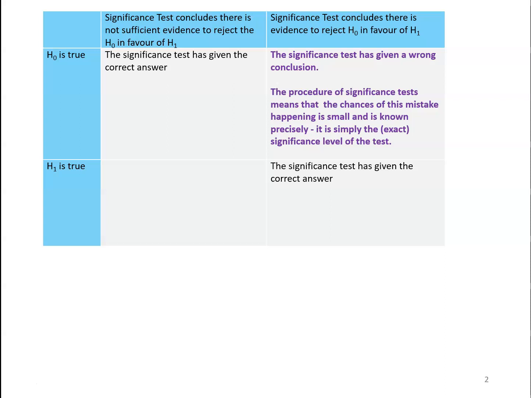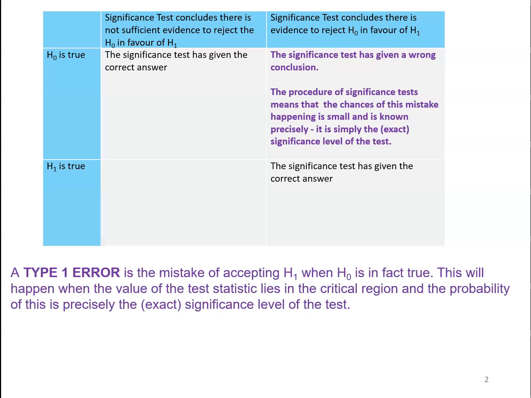This type of error is called a type 1 error. And a type 1 error is the mistake of accepting the alternative hypothesis when the null hypothesis is in fact true. This will happen when the value of the test statistic lies in the critical region, and the probability of this happening is the exact significance level of the test.